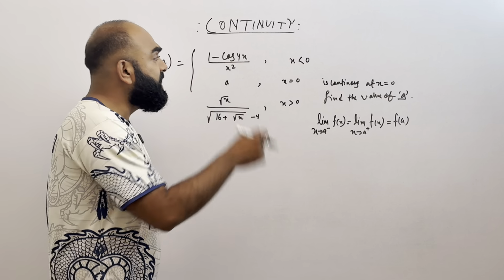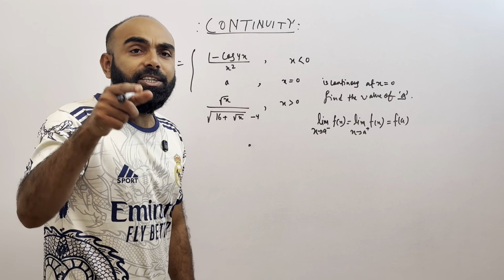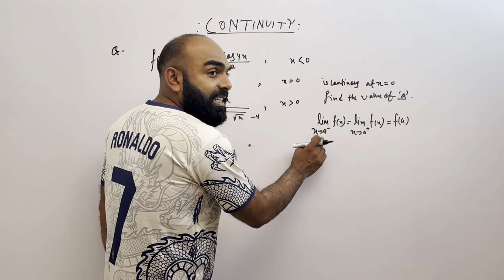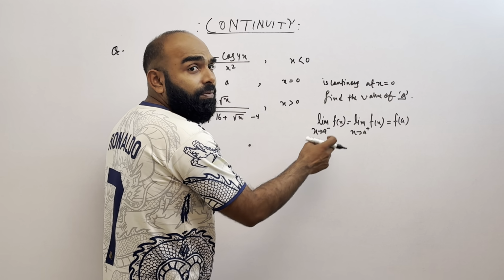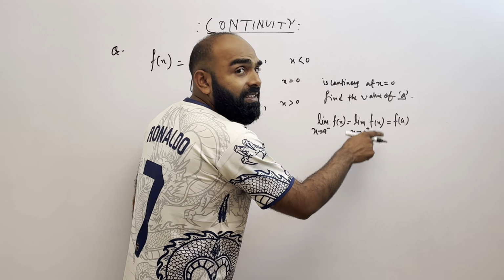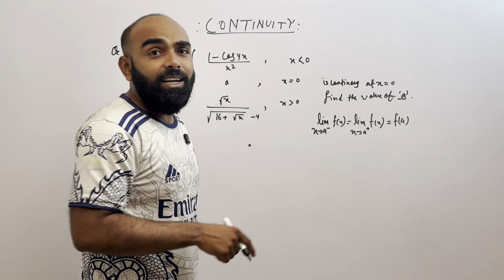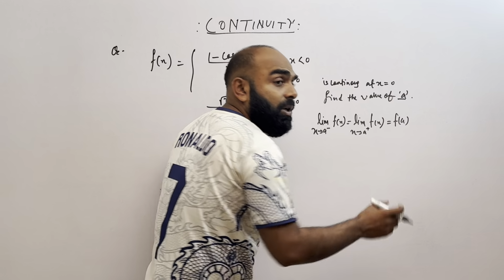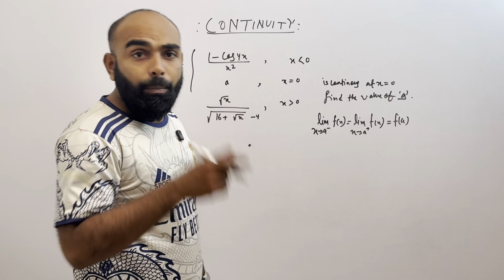Here a is 0, the point where we have to check the continuity of the given function. So we are talking about limit x tends to a minus f of x, which means the left hand limit, is equal to limit x tends to a plus f of x, which means the right hand limit, and the left hand limit is equal to the right hand limit and is equal to f of a, the function value.